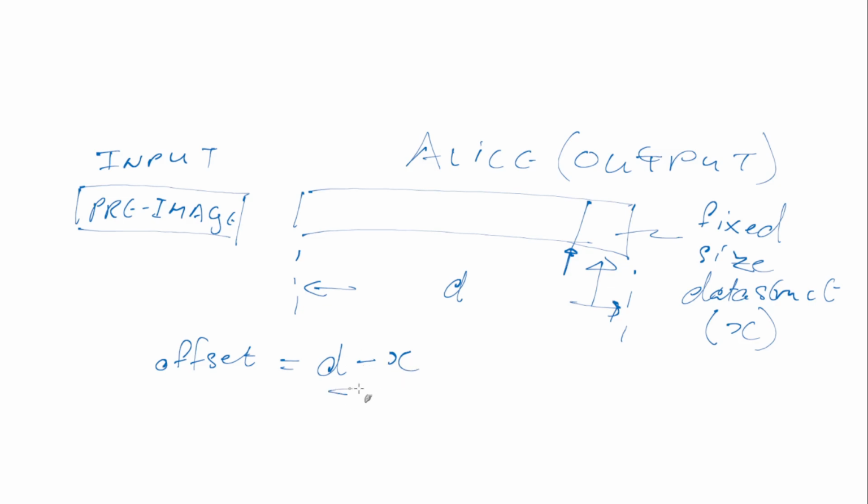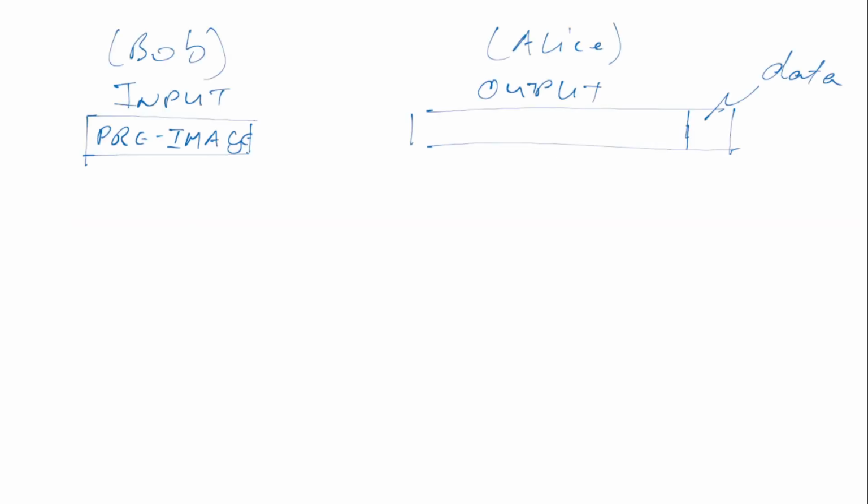So convince yourself that this is actually correct, right? That the distance D, or rather the size of Alice's output D, minus the size of the fixed size data structure that we define will actually give us the offset that we want to start reading at in order to read out our data to be able to manipulate. Okay, so where do we get the size that we want here? So we want the size of the output script D here.